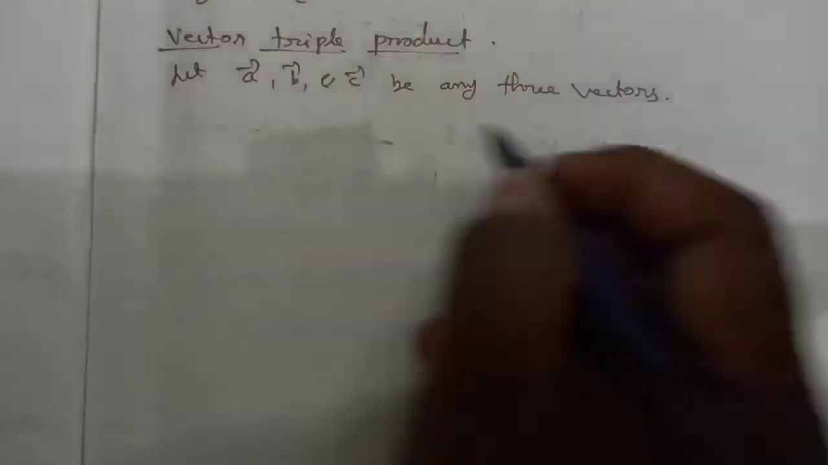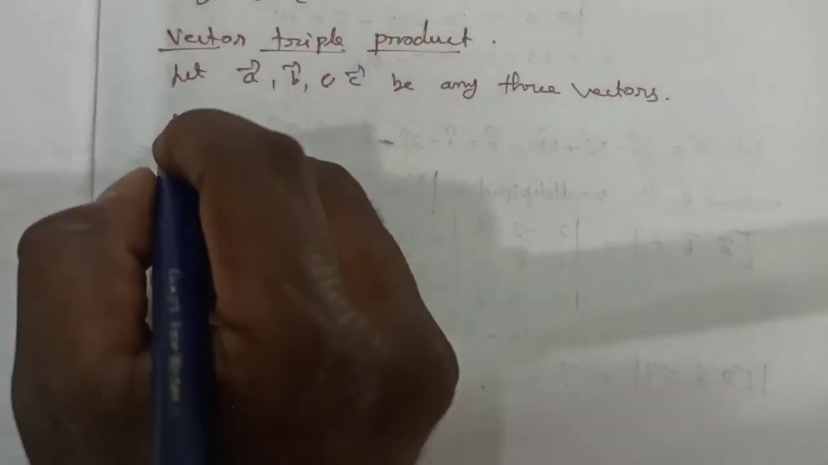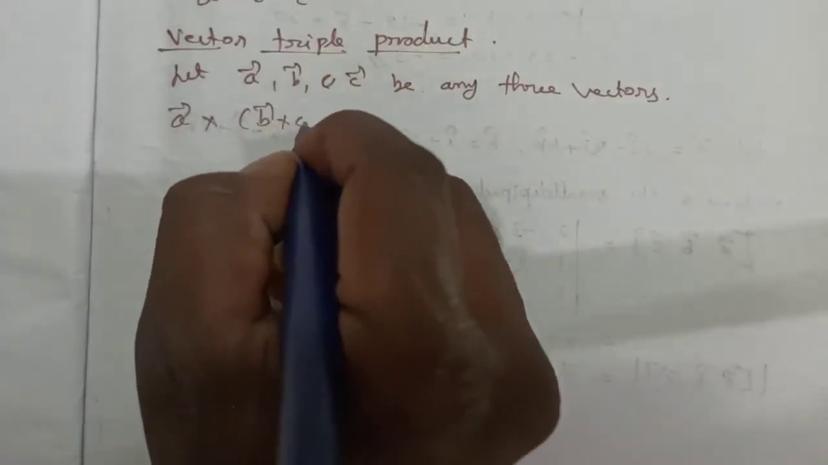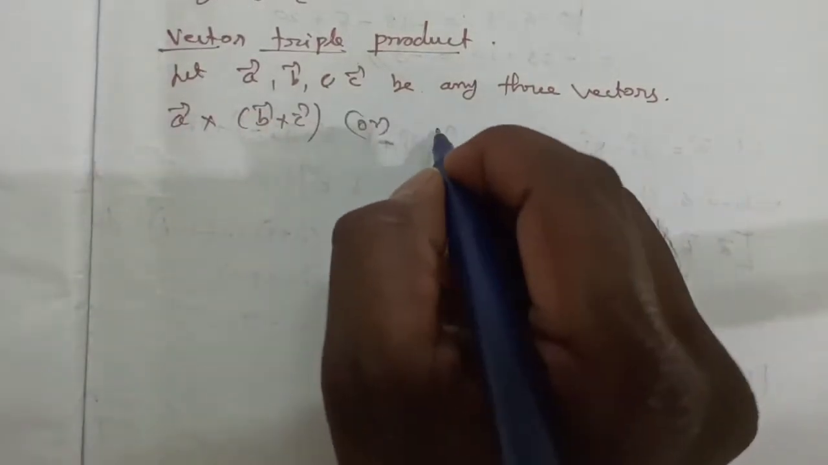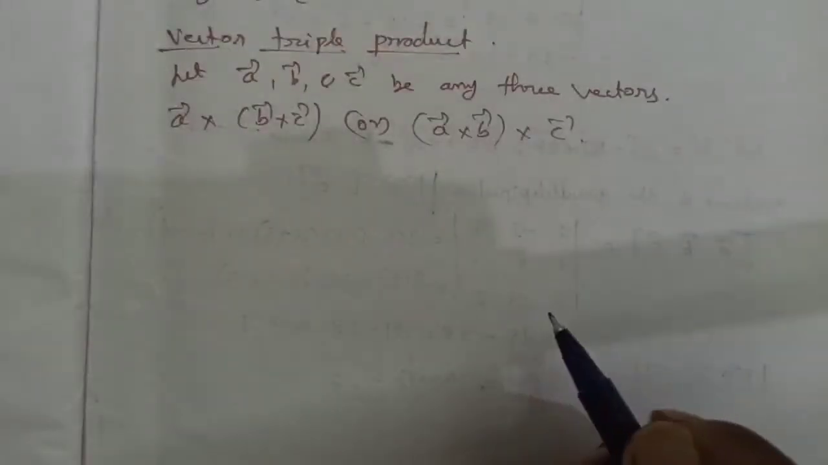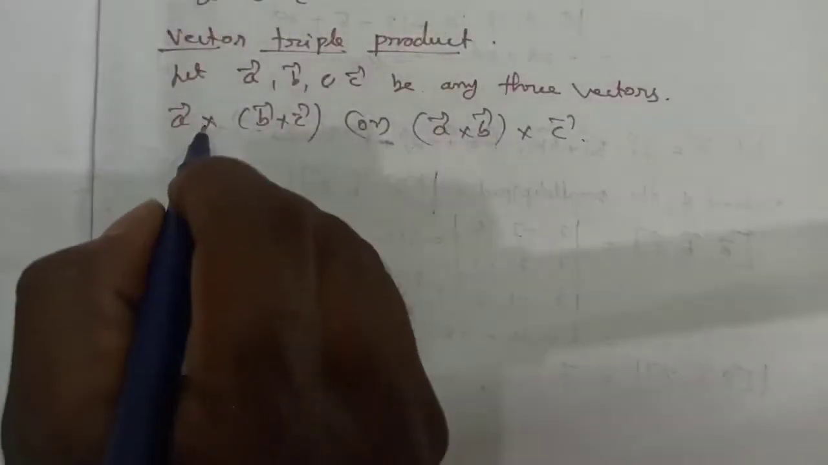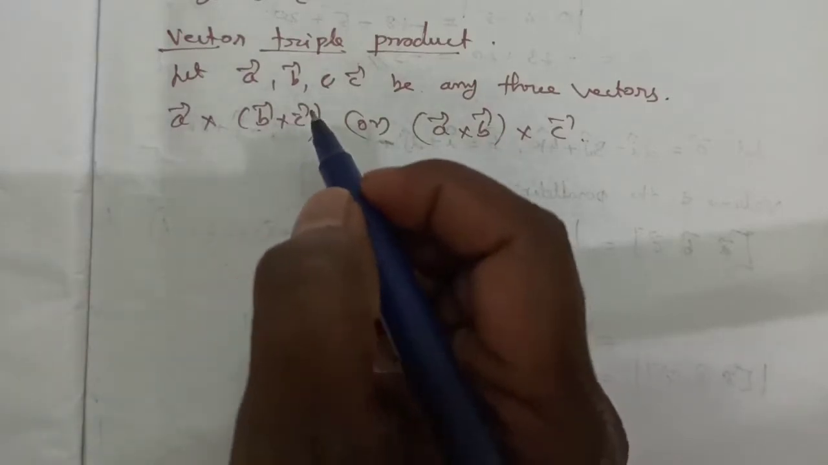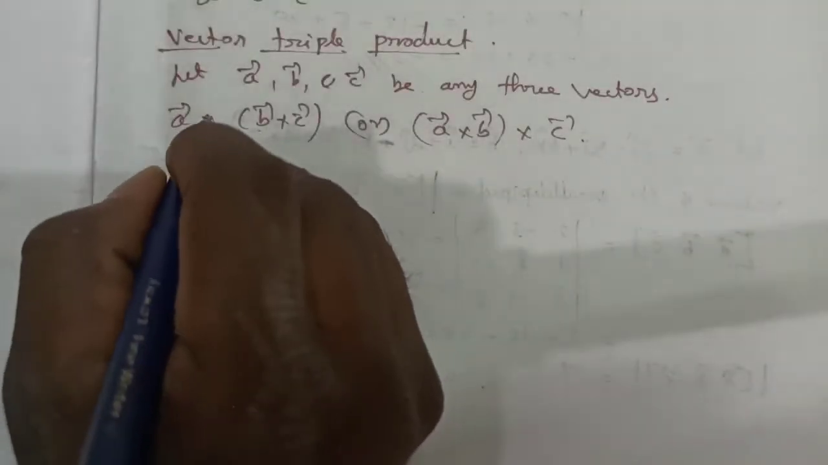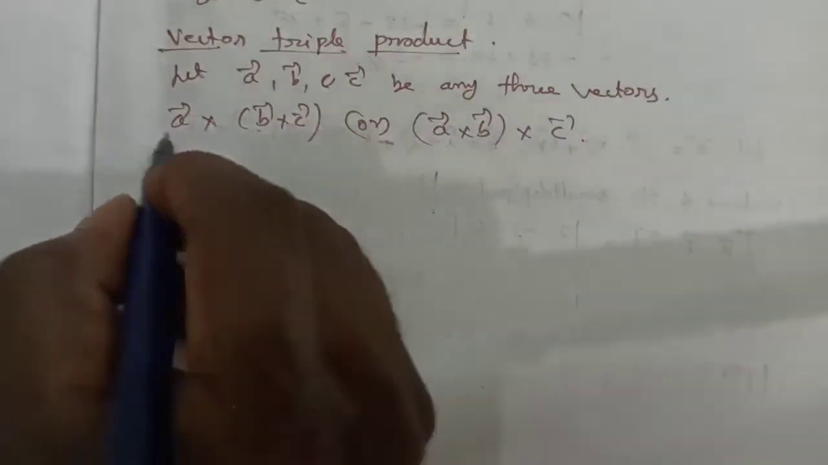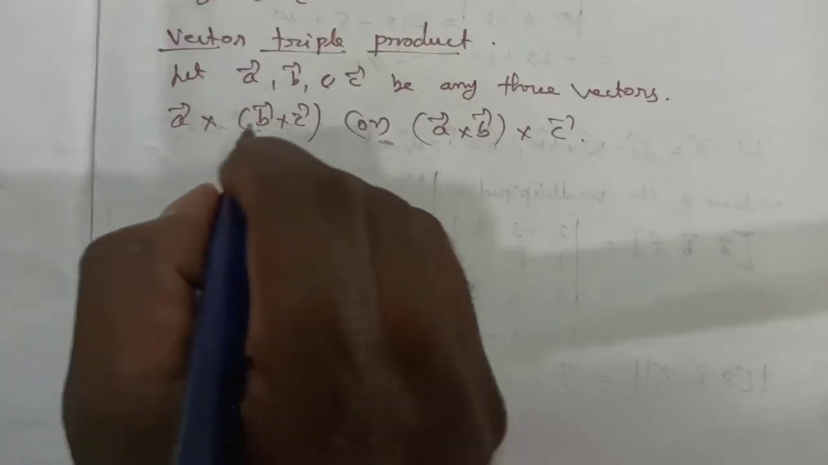Okay, so we can define the vector triple product as A vector cross B vector cross C vector, or A vector cross B vector cross C vector. In the vector triple product, both operations must be cross products. In the scalar triple product, one dot product and one cross product will be there. Here we have the expansion of the vector triple product.